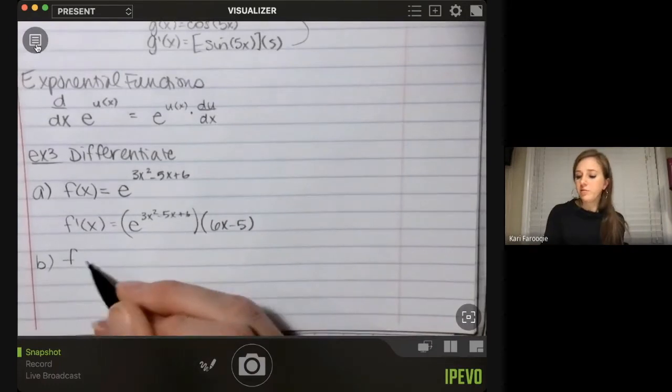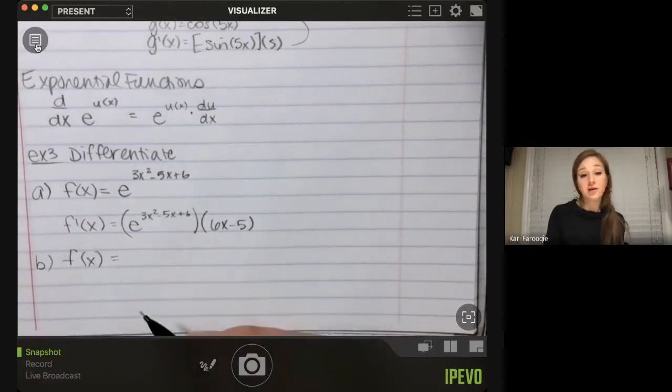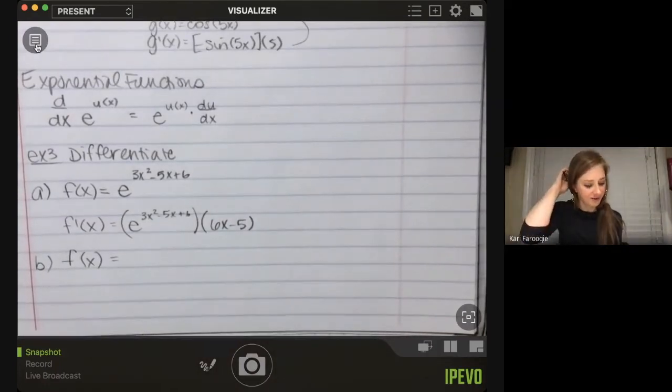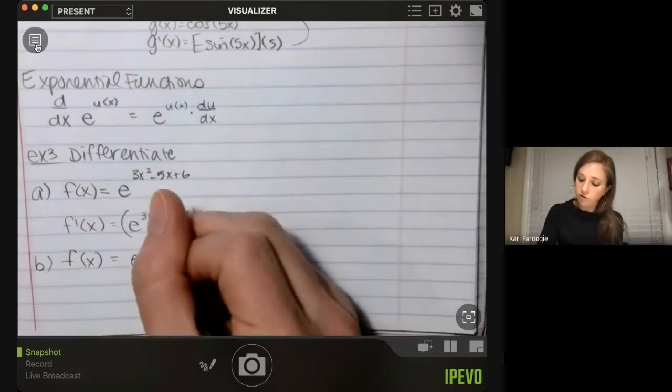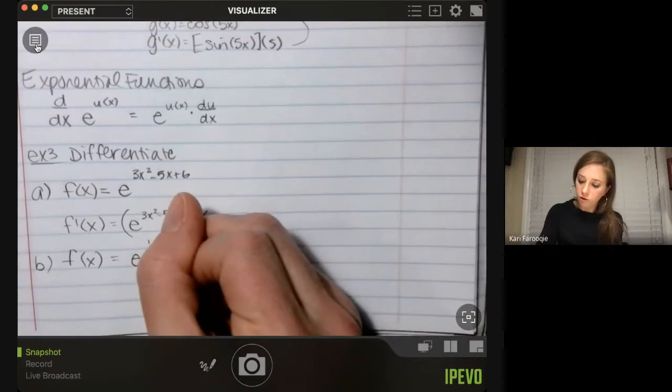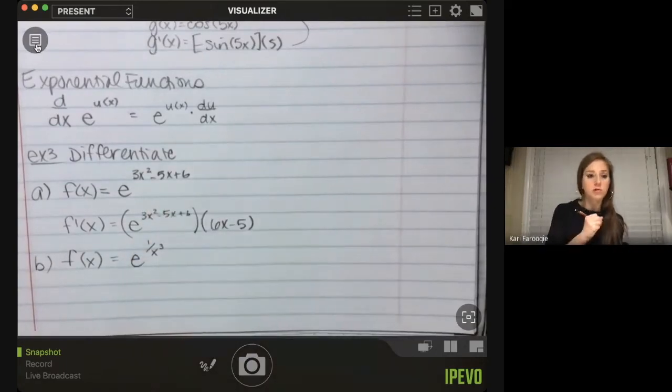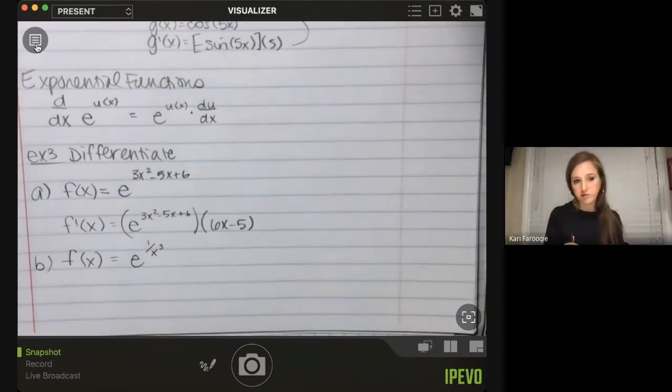I know it seems like you didn't do much there, but that's good, right? These exponential functions aren't too crazy. Next, we'll do e to the 1 over x cubed. So it's 1 over, and then x cubed is in the denominator. I try not to write slash notation, but writing by hand, I think it's easier to see it that way.